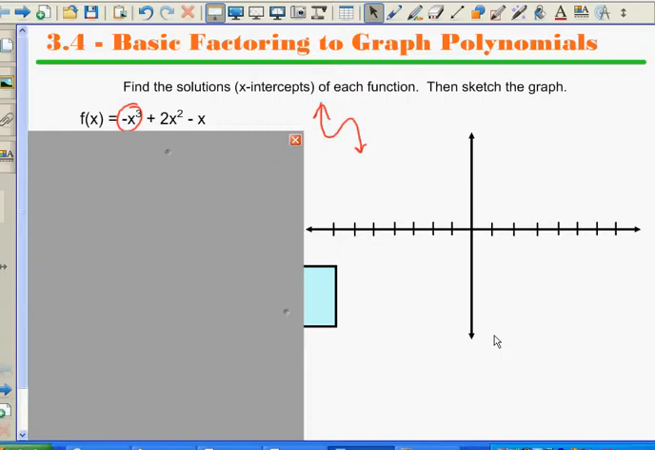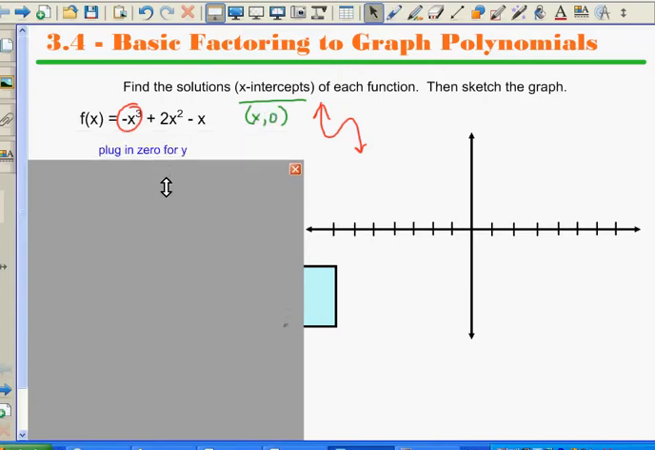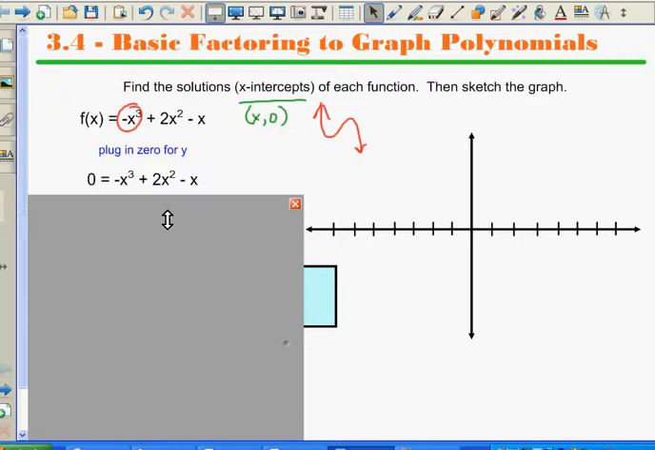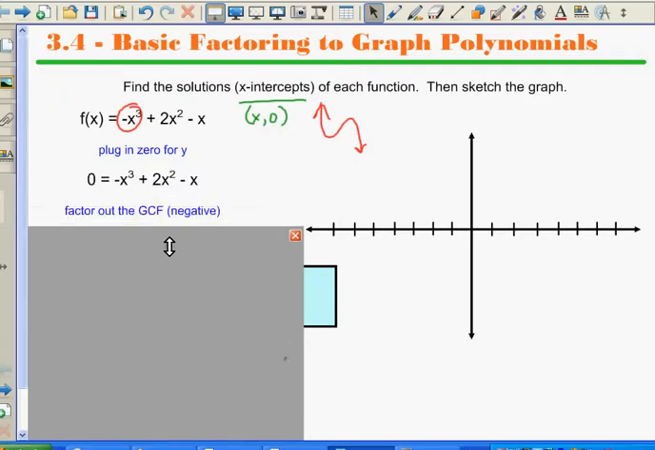To find an x-intercept, you know that that's x comma 0. So y is 0, so I went ahead and put in 0 for y. And then we're going to go ahead and factor. Remember, the first step of factoring is always to take out our GCF. And I put a little negative in parentheses here because anytime that leading coefficient is negative, factoring is a pain unless you take that negative out.